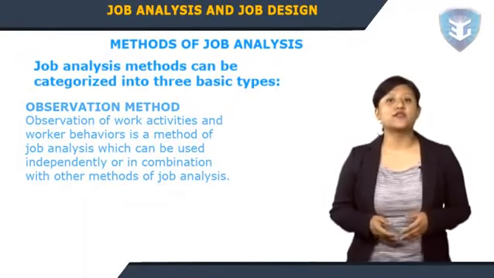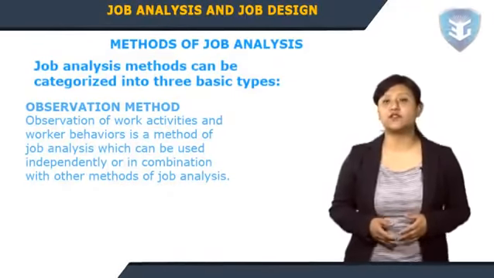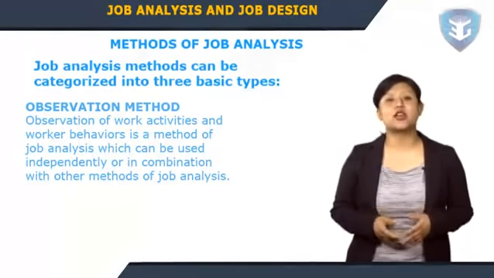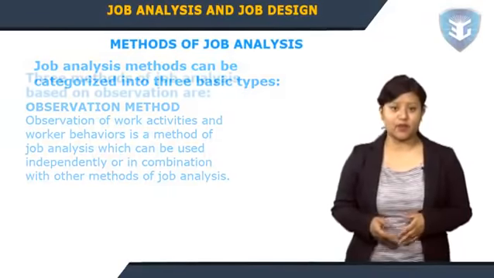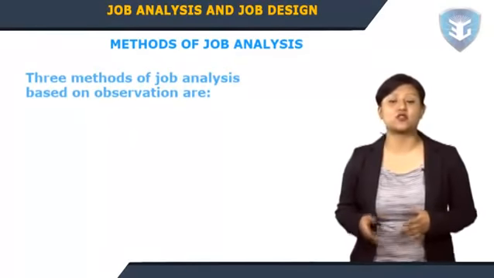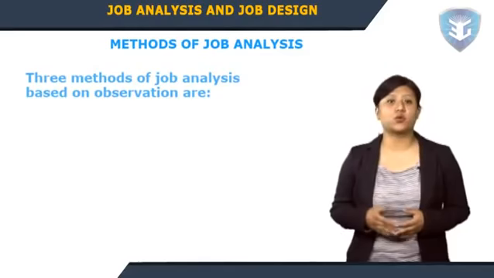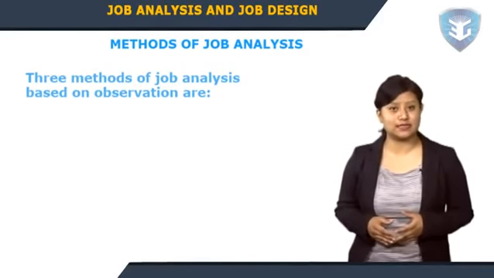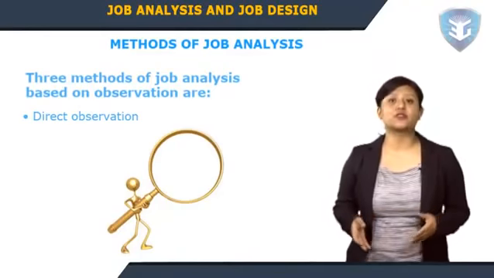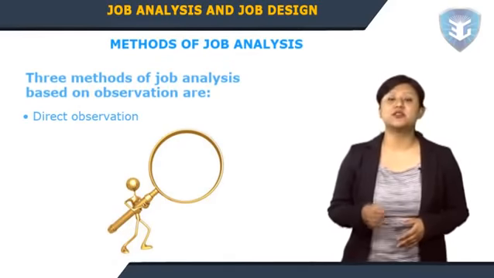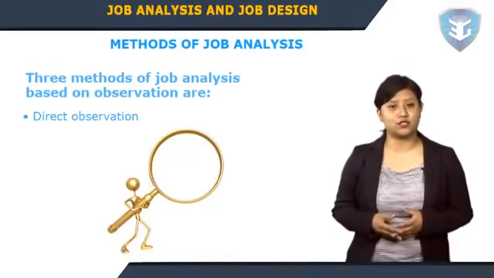Observation method. Observation of work activities and worker behaviors is a method of job analysis which can be used independently or in combination with other methods of job analysis. Three methods of job analysis based on observation are direct observation, work methods analysis, and critical incidents technique. Direct observation. Using direct observation, a person conducting the analysis simply observes employees in the performance of their duties.